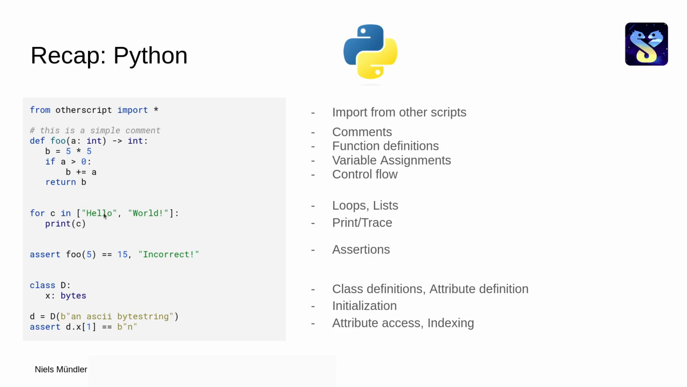We can loop over variables. We can trace using print. We can use assert statements to check that a certain condition holds. This is useful if you want to make a validator fail. We can define classes with attributes, typed attributes, initialize them by calling them, and also having attribute access and indexing into lists and strings. So without further ado, let's start writing a contract.